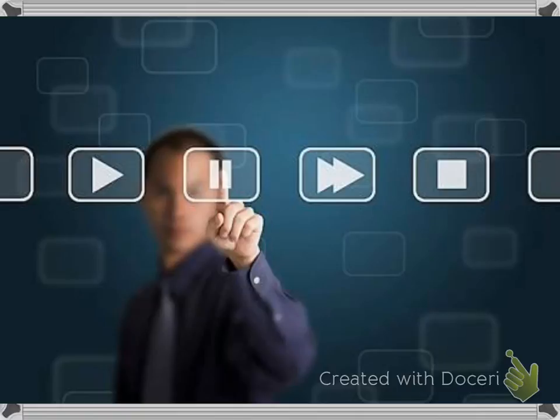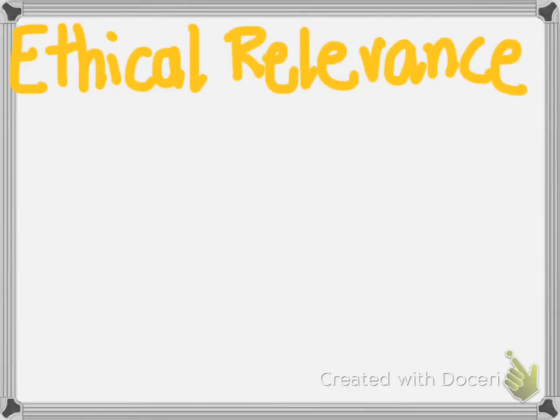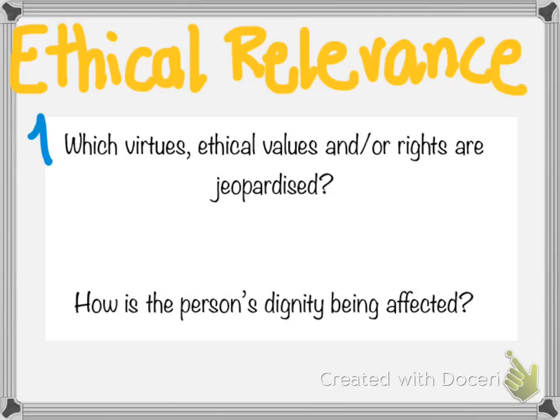Now, it's time to state the ethical relevance of your topic, question, and ultimately of your paper. So, why is your question ethically important? Here's a tip: because it's centered on the person. Go back to your arguments and ask yourself, which virtues, ethical values, and rights are jeopardized? How is the person's dignity being affected? In this example, we spoke about persons' well-being and work rights.